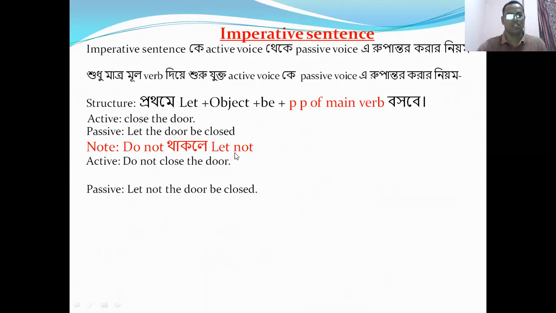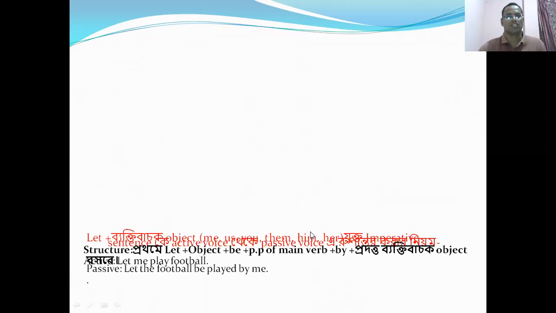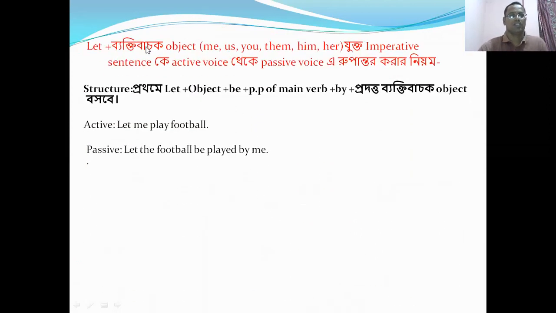After that, the object, then let be plus the past participle form of closed. Do not: if we get do not, then we have to use let not. Do not close the door. Let not the door be closed. Dear learner, if we get never, we have to follow this instruction. Let not. Never tell a lie. Let not a lie be told. Next, if we get a personal object after let, then we have to use this structure. Let me play football. Let the football be played by me.